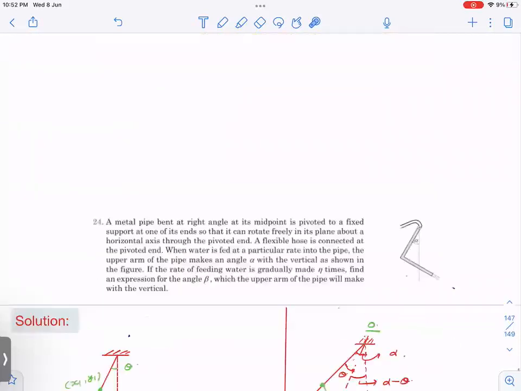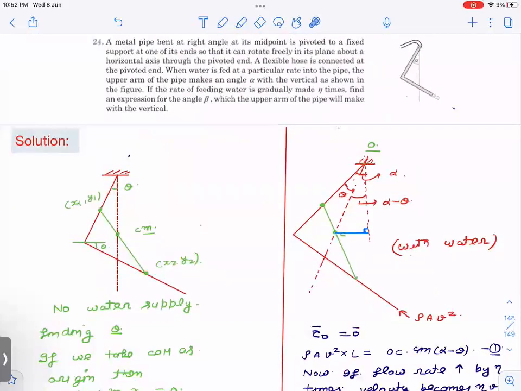So let us see how we solve this. See, conceptually, it is a simple question. You can write equations, you can write an expression which relates beta and alpha, right? But when you match the answer given at the back of the book, it requires some amount of thinking to give the answer in that particular format.